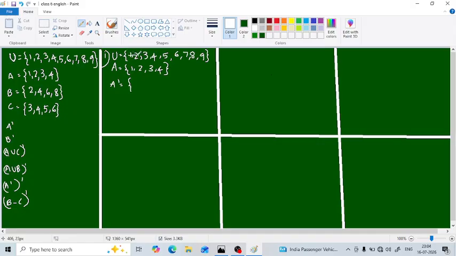Okay, so 1, 2, 3, 4 belong to A, so we are erasing them. And what are the remaining elements? 5, 6, 7, 8 and 9. So this forms our A complement. When we look at its Venn diagram, how will it look?